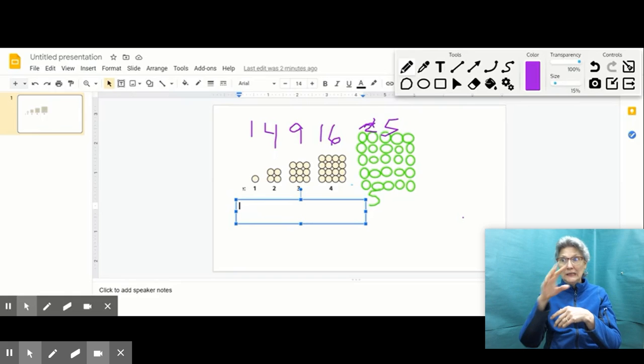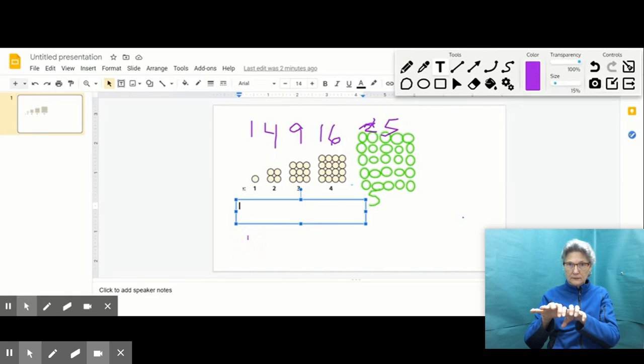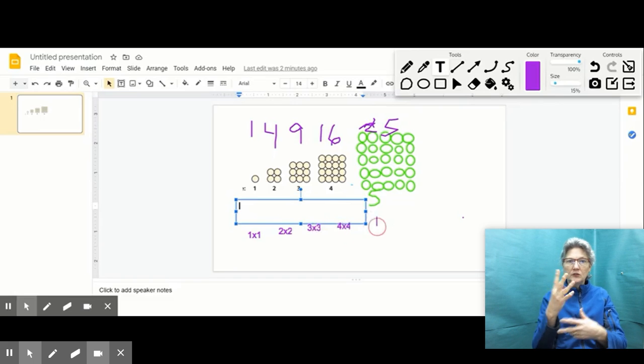So I can actually use multiplication as well. So I'm going to type that down here. And I know that my first figure is a 1 by 1, right? My second figure is a 2 by 2. My third figure is a 3 by 3. My fourth figure is a 4 by 4. And my 5th figure is a 5 by 5.